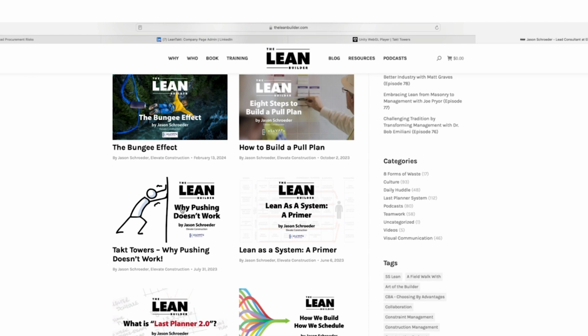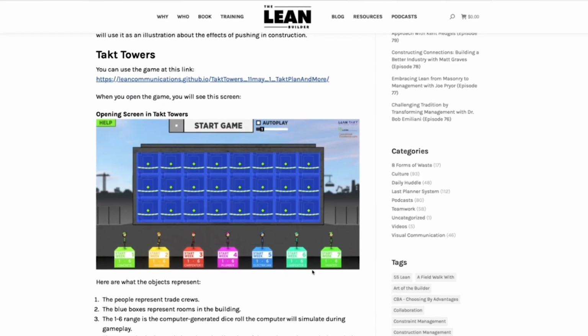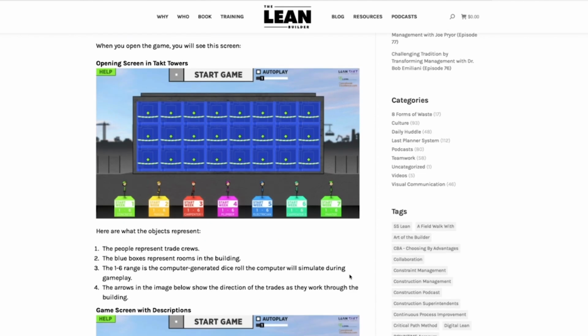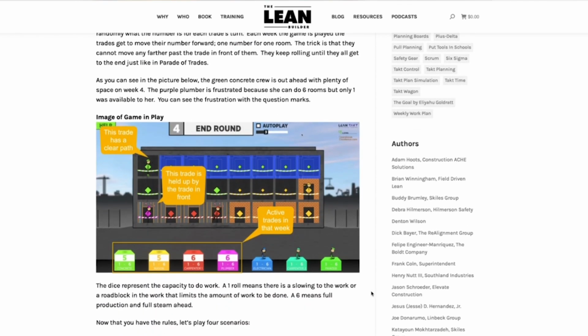Anyway, you'll see this blog post, Why Pushing Doesn't Work, Takt Towers. If you click on it, then we'll go through some information here that I think you're absolutely going to love. If you ever want to do this yourself or play this game yourself, we have the actual link. We have an instruction of what the interface looks like, an instruction on how the game is actually played, and then we give you some parameters to follow as you're going through it.